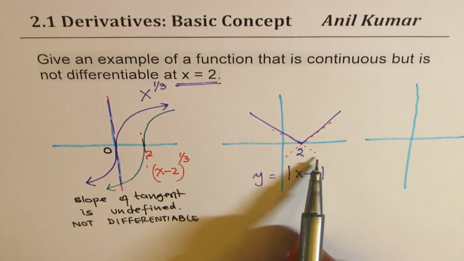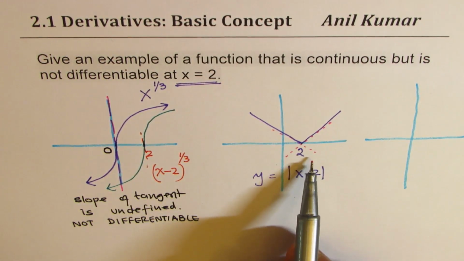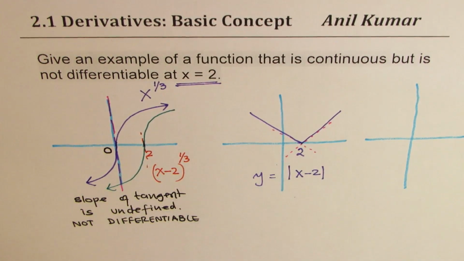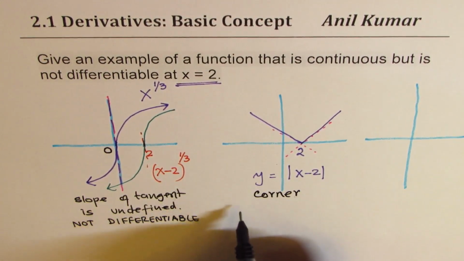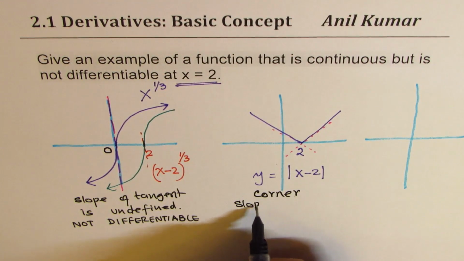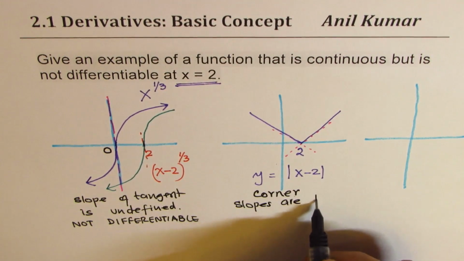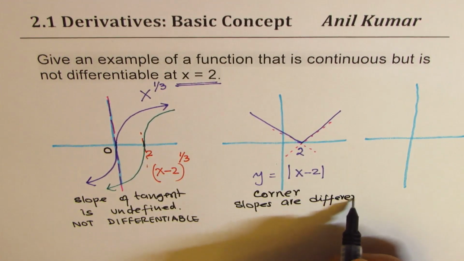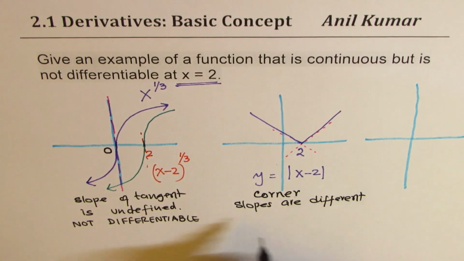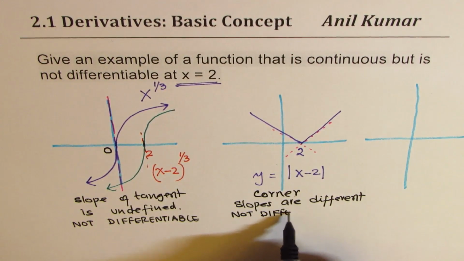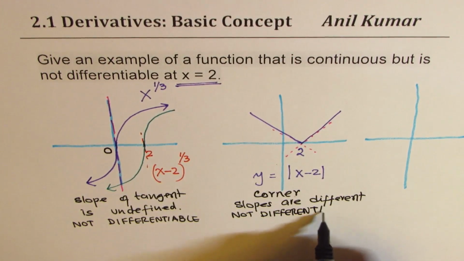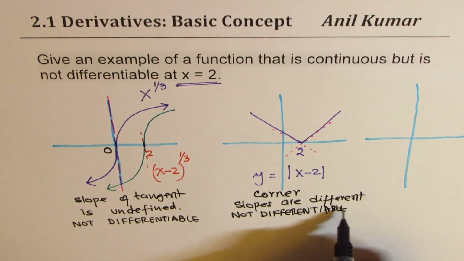So if from both sides we get different slopes, then again we are not decided which one is the right one, correct? So we say if on a graph you see a corner, then we know that the slopes are different if you approach from left and right, and therefore it is not differentiable. I hope that makes sense, right?